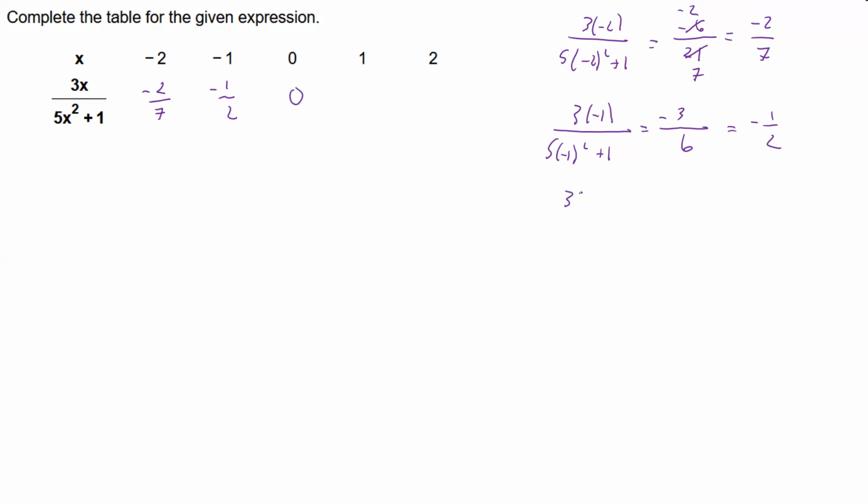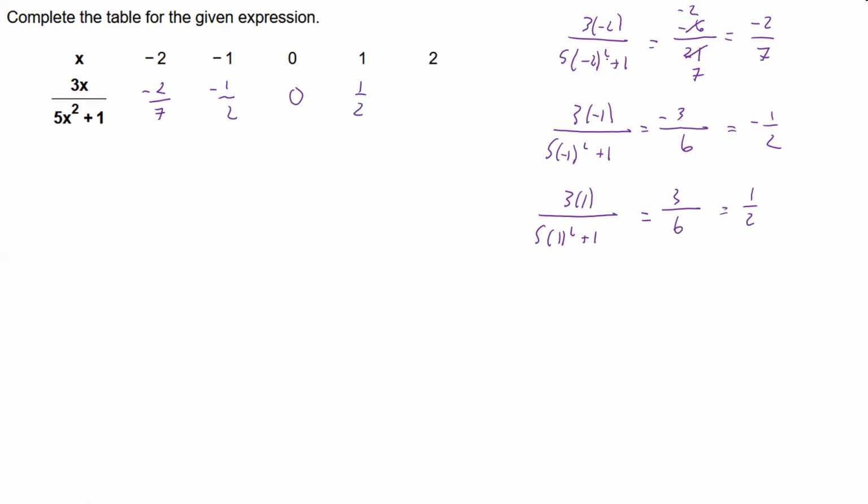All right. Well, so we have 3 times 1 over, and then we have 5 times 1 squared plus 1. So here we have a 3. Here we have 5 times 1 plus 1. So that's going to be 6. So here we get a positive 1 half.